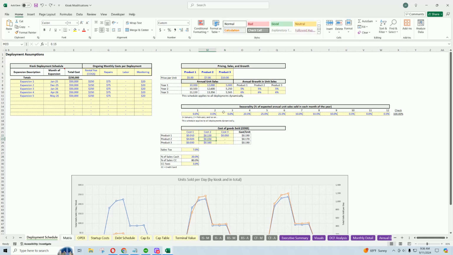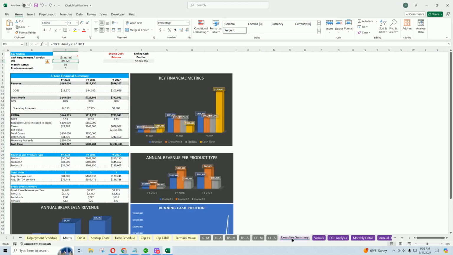So that's all the updates. I did a couple just on the executive summary. I updated the break-even calculation as well as added all of the cash flow items here to get down to the cash flow. Before it was just showing basically operating income. So now it's a little bit more comprehensive for that.